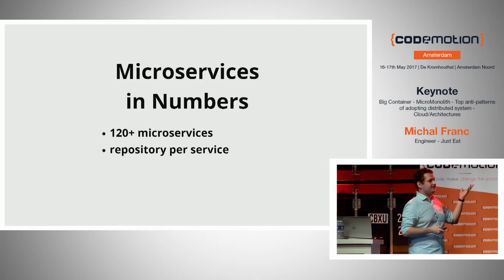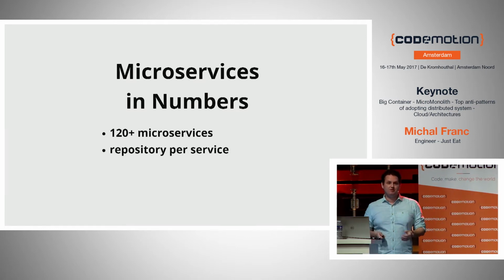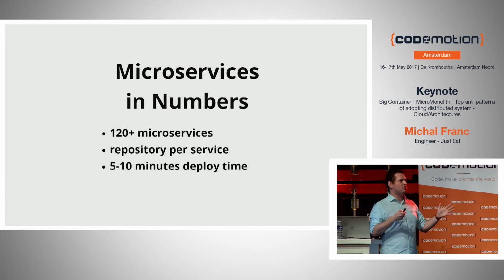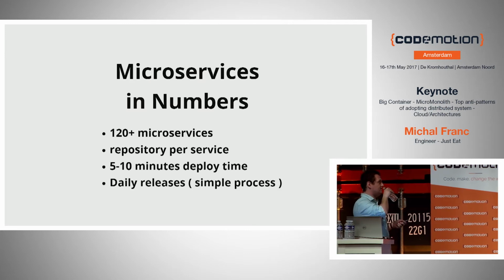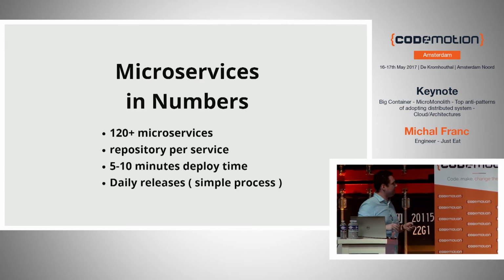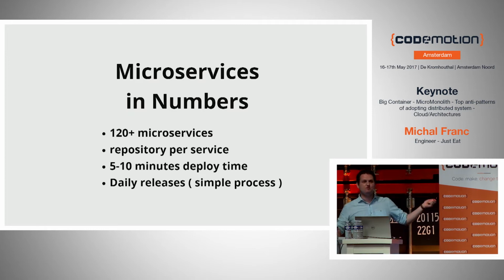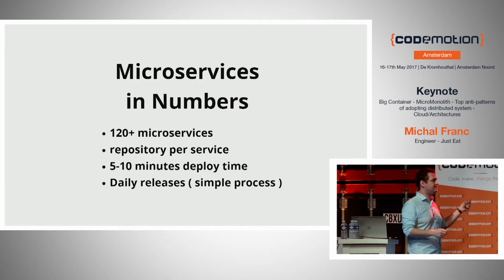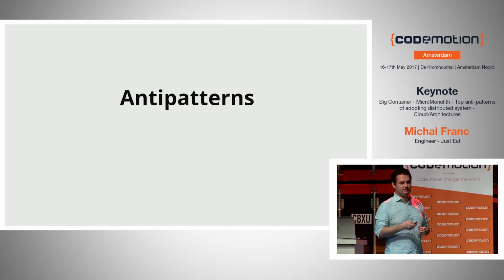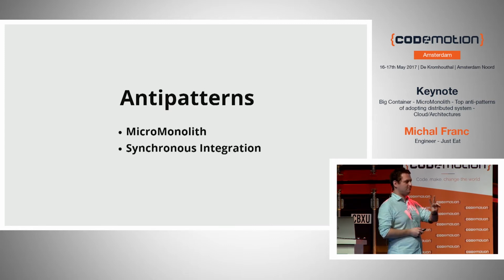In the end, it looked like this. We had hundreds of microservices. We had a repository per service, which was good and bad. Our deployment time got lower because we didn't have to deploy the whole monolith. We could only deploy smaller microservices, so it got smaller. And our releases became daily, which was a really huge thing that happened in our teams. We had daily releases.